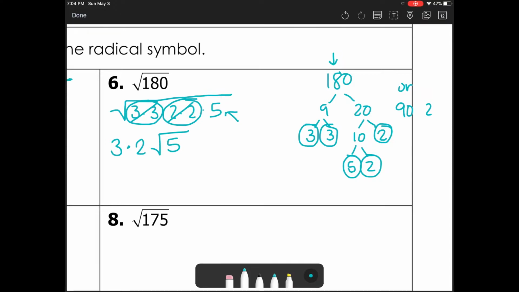I'm going to keep that under the radical. And now just multiply here. And here's my simplified answer. Okay? 6 square root of 5.